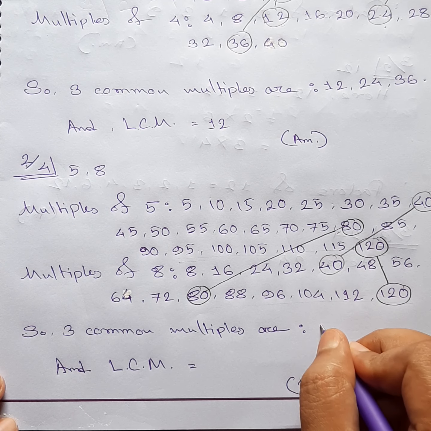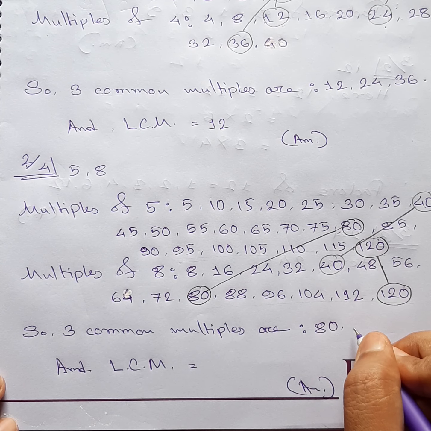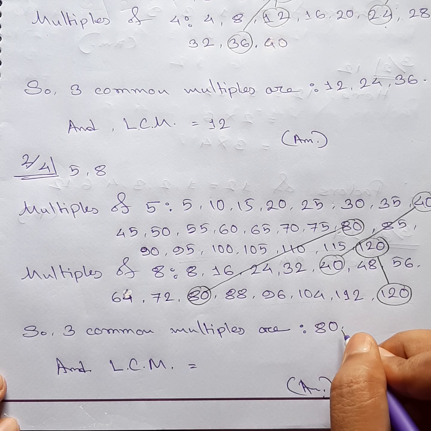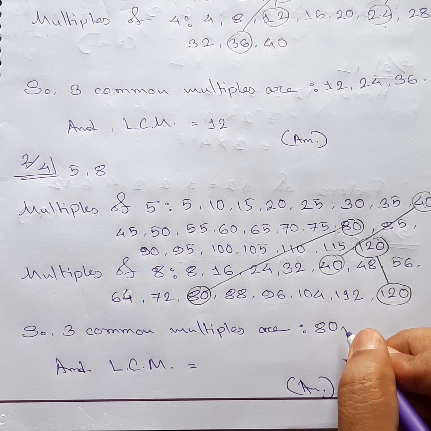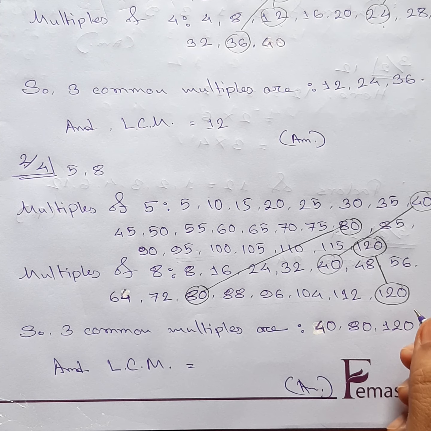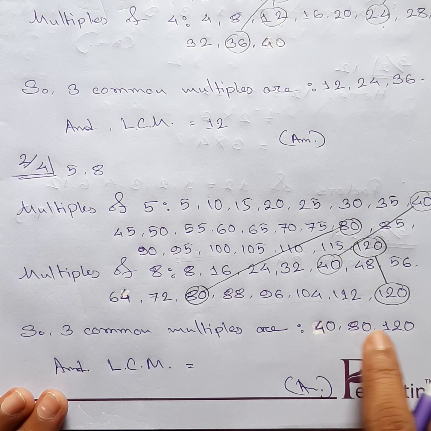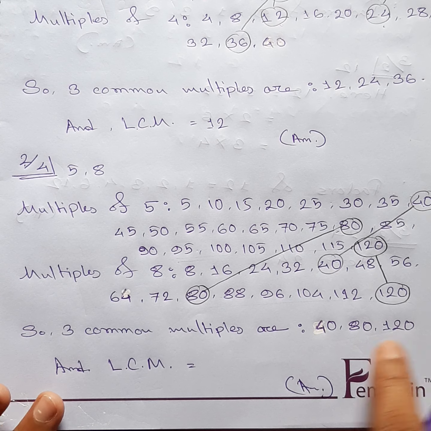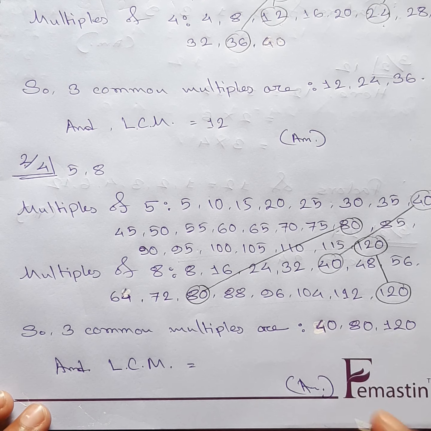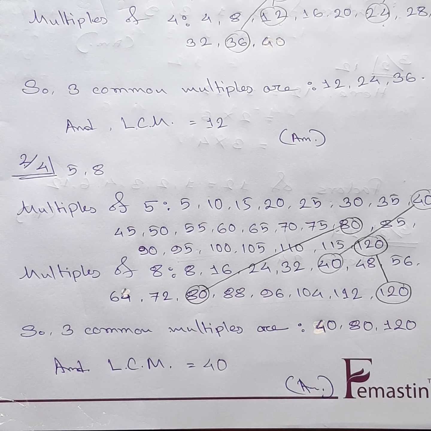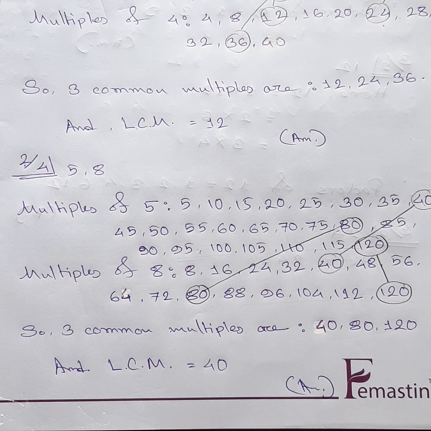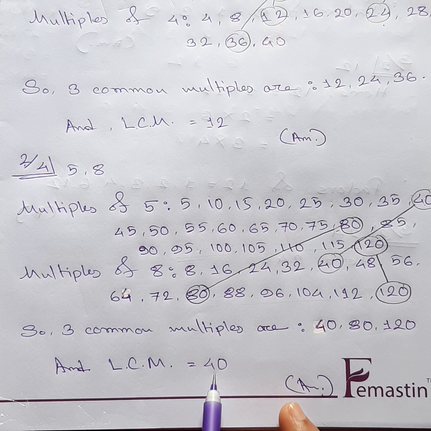The 3 common multiples are 80. Oopsie, it should be 40. Okay, let me correct it. Okay, 40, 80 and 120. The least one is actually 40, so the least common multiple is 40. That means LCM of 5 and 8 is 40.